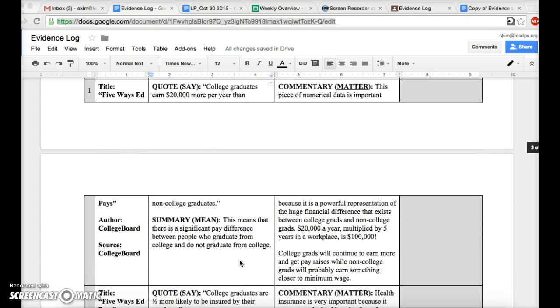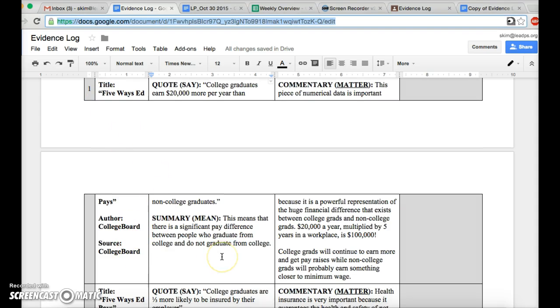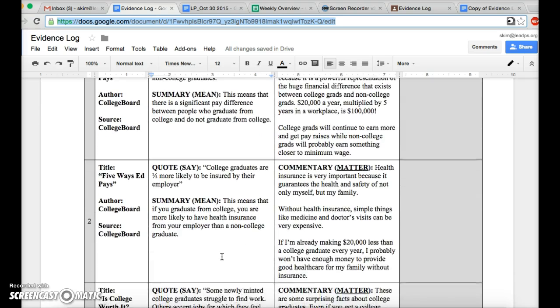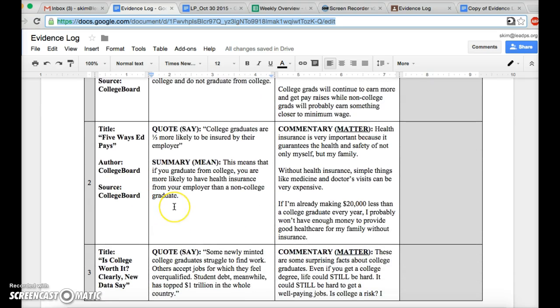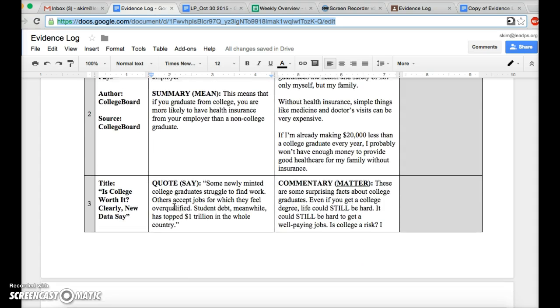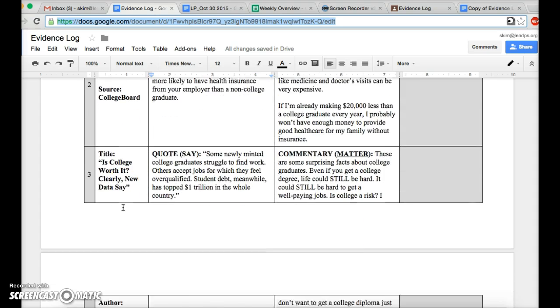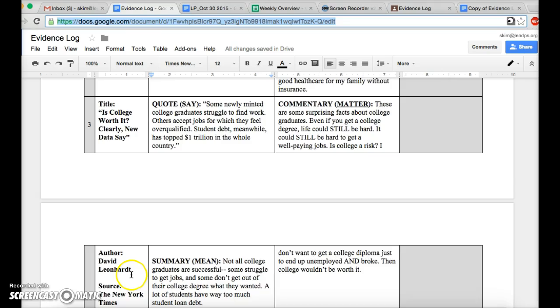This evidence log is organized. You see that the titles are in quotes, the author and the source are there, all my boxes are filled out. I've got 2 sources from 5 Ways Ed Pays. I've got 1 piece from the David Lenhart article.